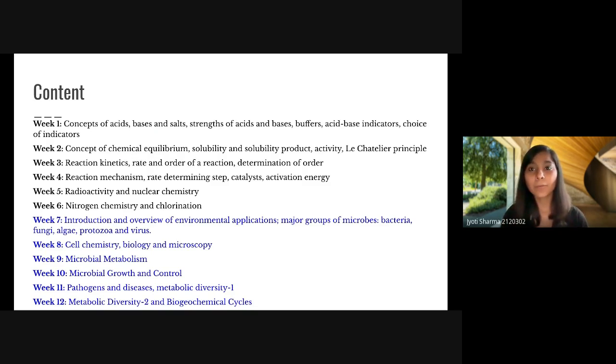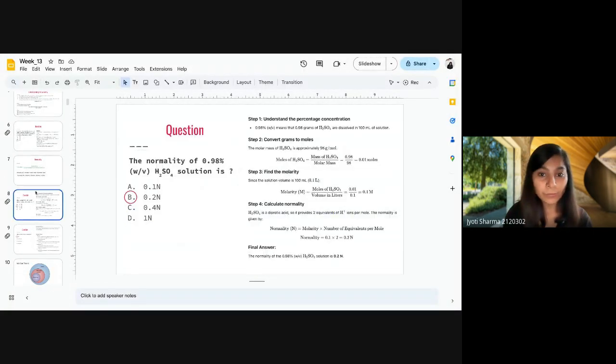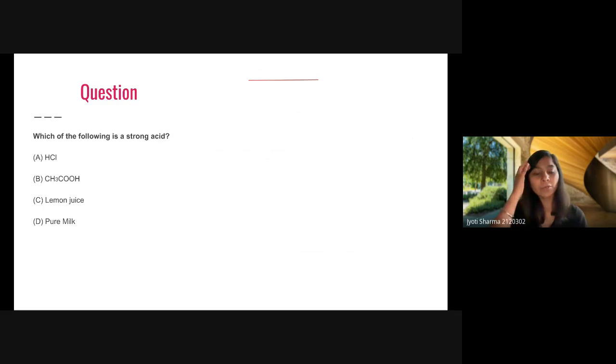So come, let me go back to where we were. So we were here. Okay. So the next question was, which of the following is a strong acid? Whenever there is any chemical species and you need to know whether it is a strong acid or strong base, you must know the definition of acid and base first, and then how you can differentiate between strong and weak acid. So let me tell you here.